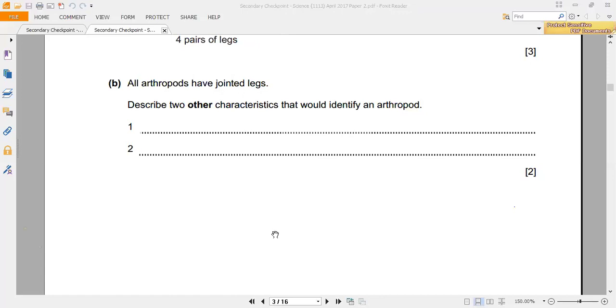Number B, all arthropods have jointed legs. Describe 2 other characteristics that would identify an arthropod. As I told you, you have to read chapter number 6. I think it will not take more than 20 to 30 minutes maximum, but it's important to read it because it mostly comes in the exams. I have another message from one of you. Okay, great. Sound is okay now.